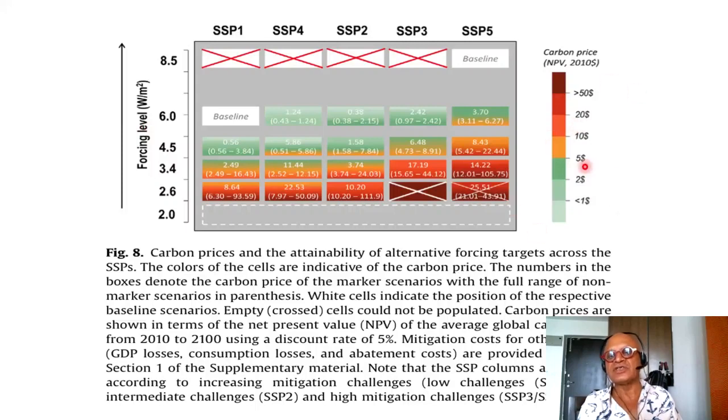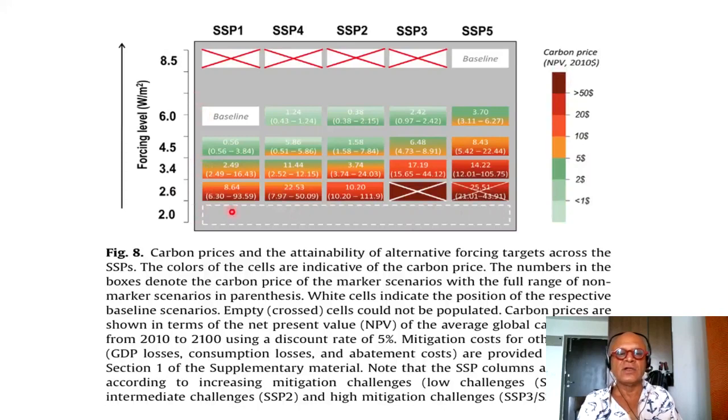not an easy thing to figure out the carbon price or the social cost of carbon or how the carbon markets will actually work out. But you can see SSP 1 to SSP 5 and the baseline here, and various forcing levels and the amber diagrams or the color codes here. There are numbers here with ranges, carbon prices, and the attainability of alternative forcing targets across the SSPs. The colors of the cells are indicative of the carbon price. You can convert the price here to forcing here.